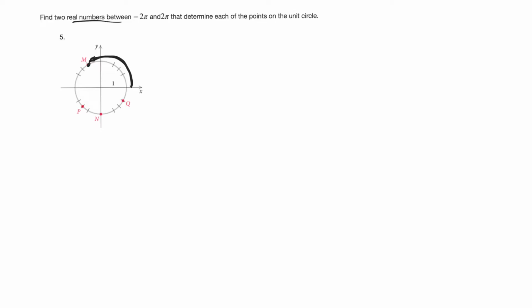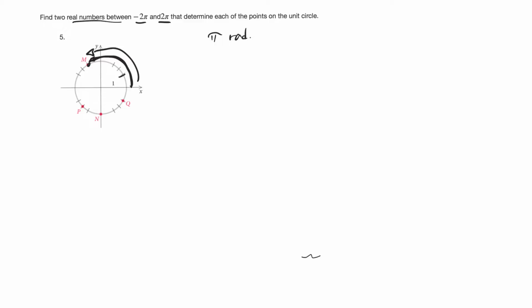And I think that this one, because they mention the domain, would be in terms of pi, so I need to write this in terms of pi radians. So what is that angle? That rotation, that's what they're looking for. Each of these points means something.